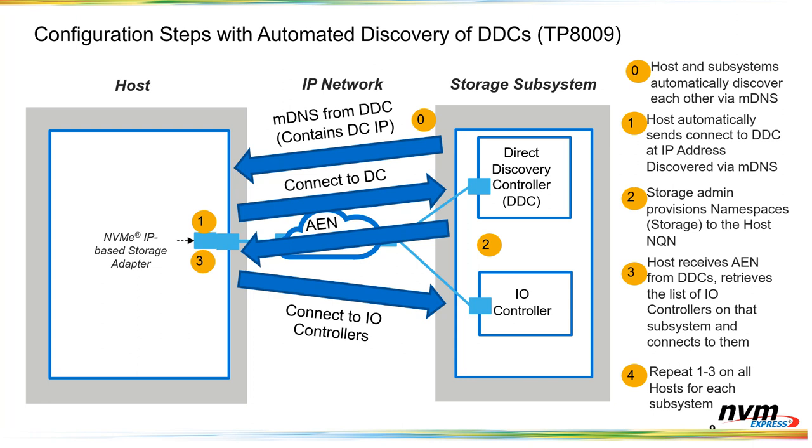So that's with TP 8009. And now the problem with TP 8009 is that if you have multiple direct discovery controllers or multiple subsystems in the environment, every single one of them will advertise, if they support 8009, of course, the fact that they're a discovery controller. And the host will detect these IP addresses and attempt to connect to all of them. And that can create some scalability issues, especially with full mesh discovery. Every host will discover every direct discovery controller. And that might not be what you want in a large configuration. So we created this concept of a centralized discovery controller to help address that.